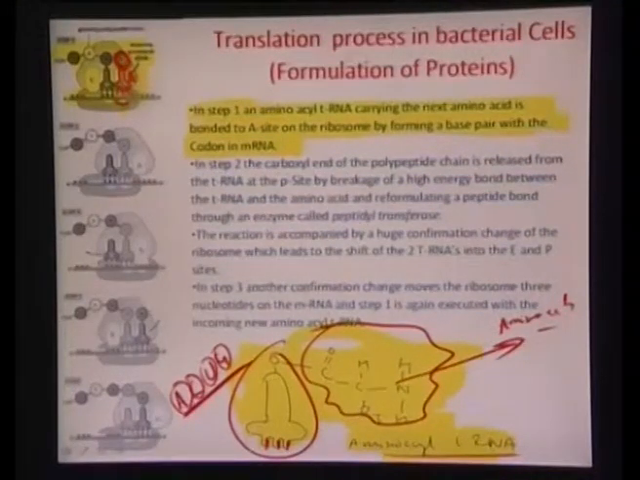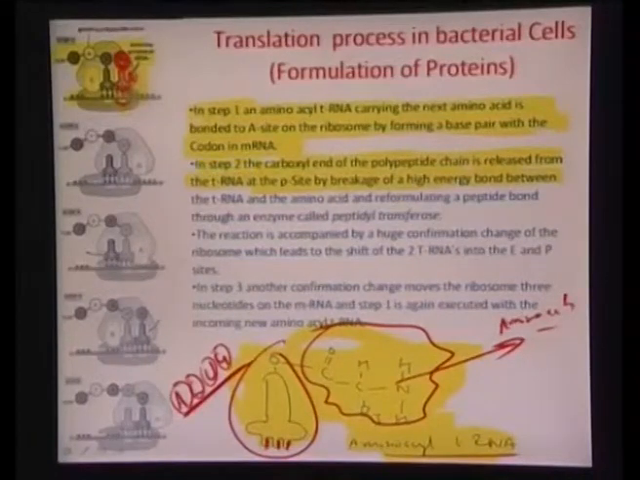So, let us say you have an amino acid 4 which you are trying to add to this chain. In step 2, the carboxylic end of the polypeptide chain is released from the transfer RNA at the P site by breaking of a high energy bond between the same.